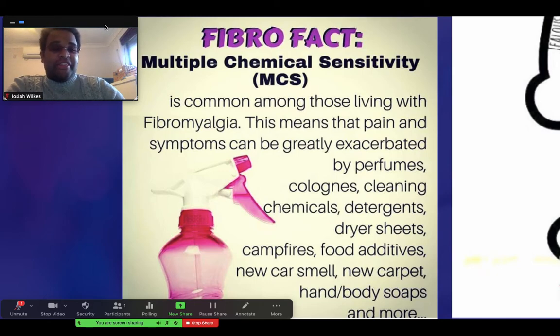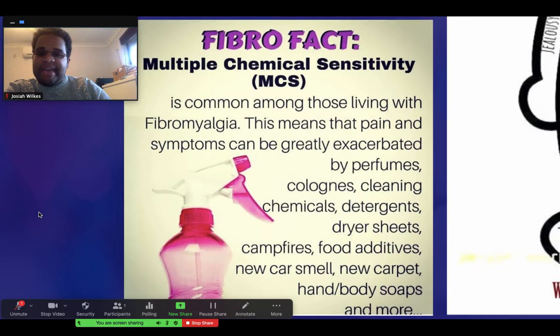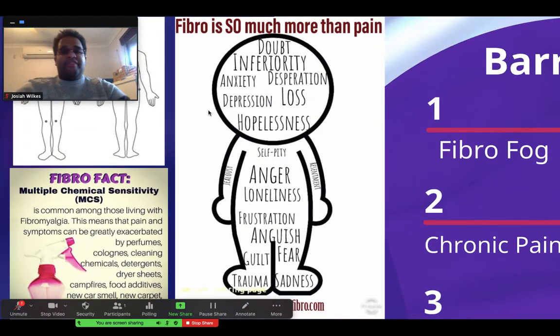But that is an example of, because there's issues with fibromyalgia with pain signals in the brain, it actually causes other things as well. So there's a cause of multiple chemical sensitivity, and there's also issues for me with reading. Some of the things that come with fibromyalgia is that it's not just physical, it's also emotional.